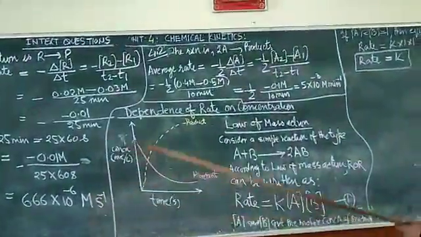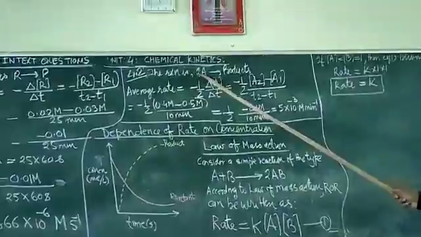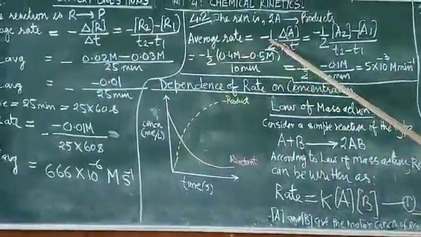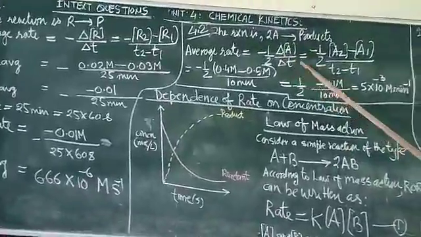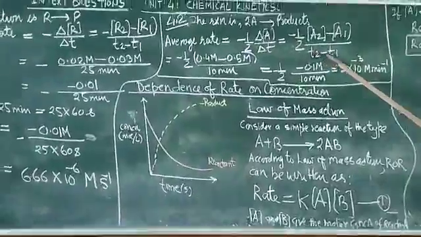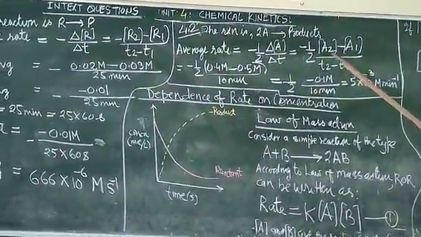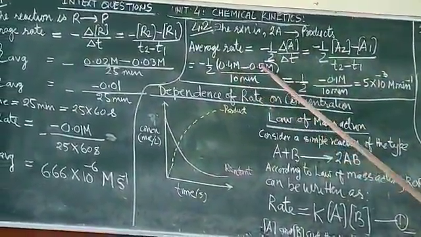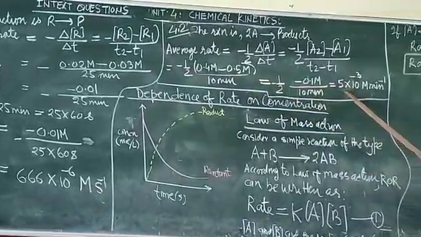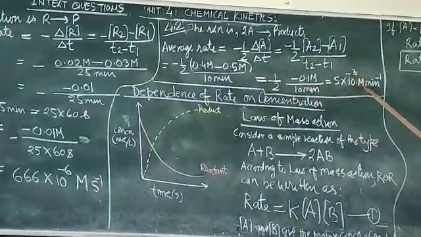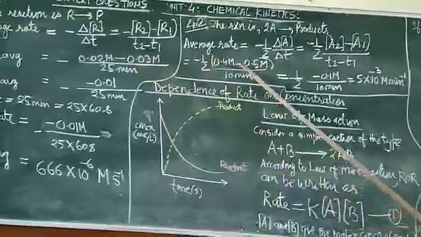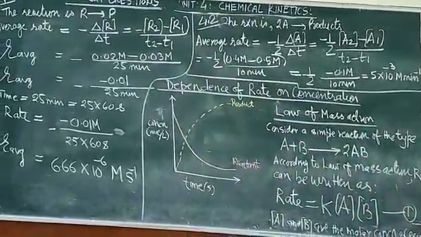Please see here. The reaction is 2A giving you products. Average rate is equal to minus half delta A over delta t. That is equal to minus half A2 minus A1 upon t2 minus t1. Now put all the values. These are the values, and putting these values here, your answer is 5 into 10 to the power minus 3 M minute inverse. Both these problems are based on average rate of reactions.